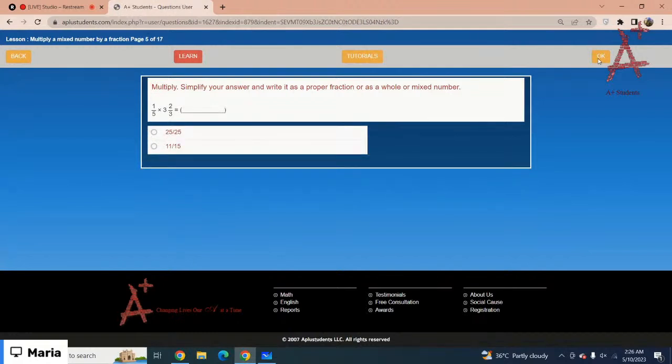Okay, the next one is 3 whole 2 over 3 times 1 over 5. So 3 times 3 is 9 and 2, 11 over 3, and you have to multiply by 1 over 5. So 11 times 1 is 11 and 5 times 3 is 15. So it would be 11 over 15. So the correct option is 11 over 15.